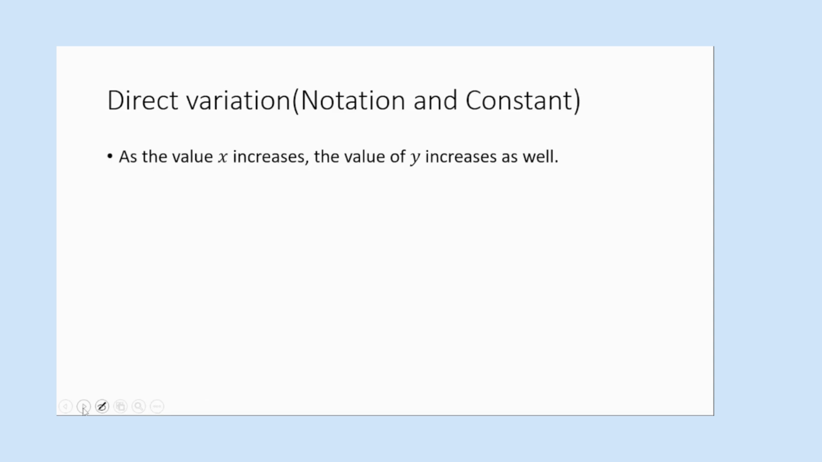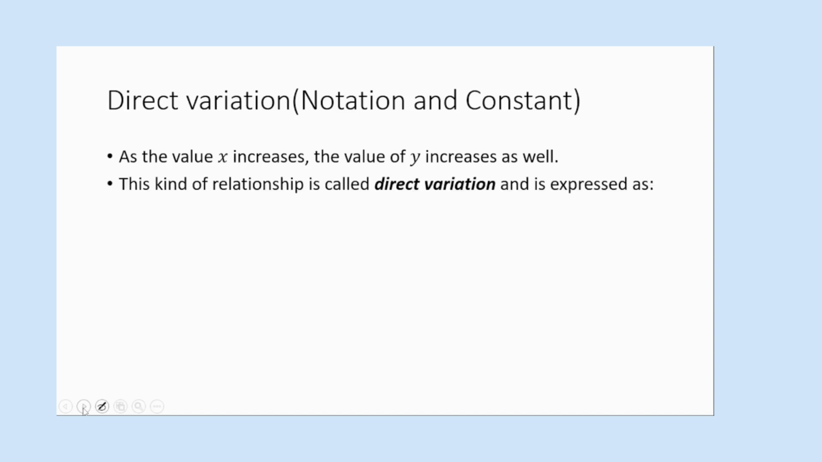So like I said previously, as the x increases, the value of y will also increase if we're looking at it from the perspective of the x and y variables. So that kind of relationship is a direct variation. How do we express this type of relationship? So this is where notation comes in. How do we express this type of relationship mathematically?